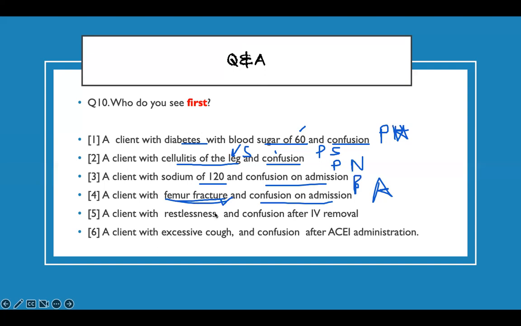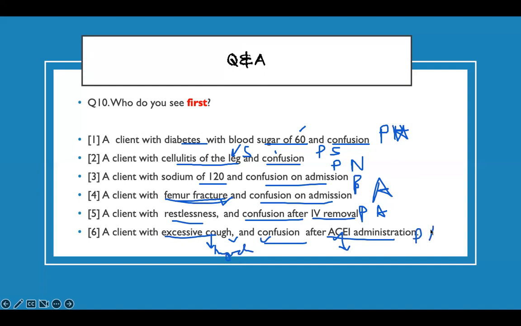They both have it. A client with restlessness and confusion after IV removal. Restlessness, B-sharp moment. Confusion, B-sharp moment. Priority. And therefore, this is a catheter embolus going into the distance. So that's another airway problem. A client with excessive cough, confusion after ACE inhibitor. Cough, confusion, ACE inhibitor. What is the number one problem with ACE inhibitors? Cough. When they're coughing, probably they're developing angioedema, which is another airway problem.